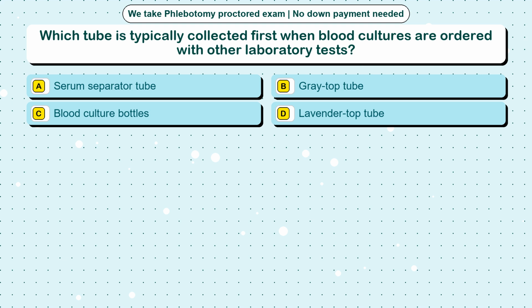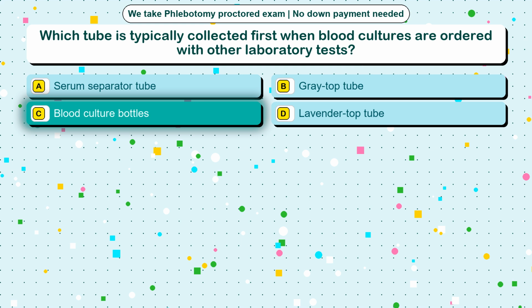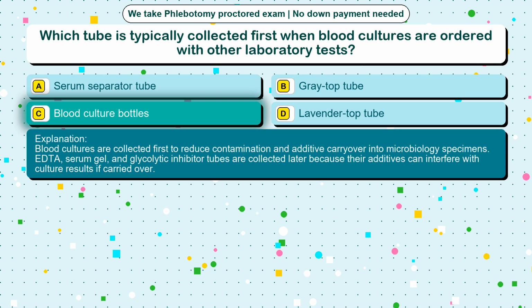Option A. Serum separator tube. Option B. Gray top tube. Option C. Blood culture bottles. Option D. Lavender top tube. The correct answer is option C. Blood culture bottles. Blood cultures are collected first to reduce contamination and additive carryover into microbiology specimens.